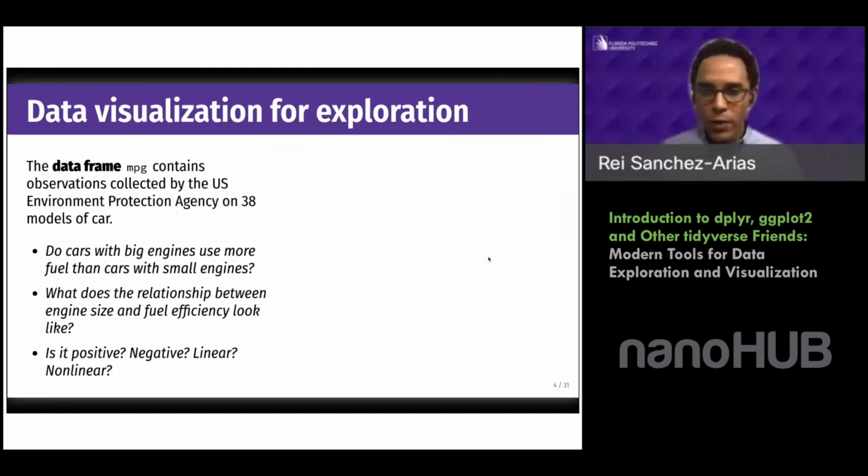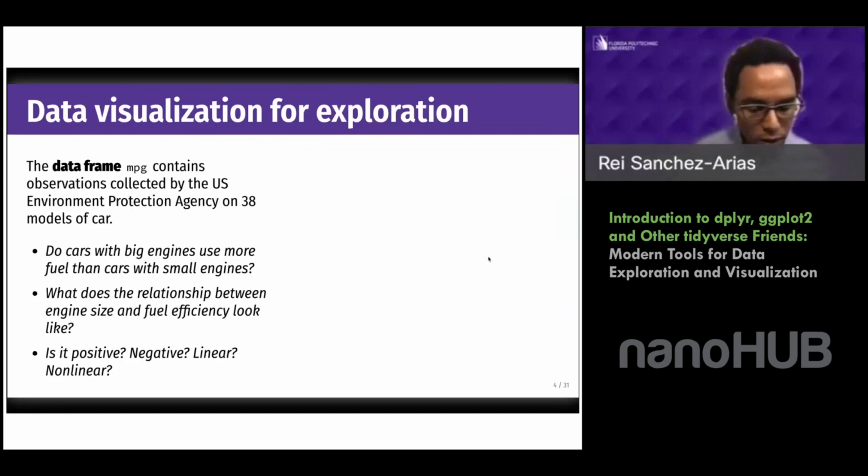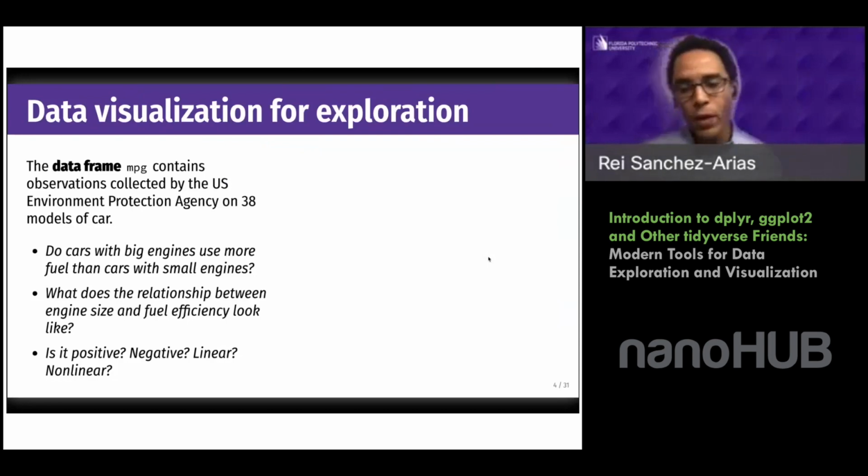But if you get information about cars, you probably can ask some questions. Maybe you can ask, is it true that cars with big engines may use more fuel than cars with small engines? Can you verify that that's true given a set of observations? What does the relationship between the size of the engine and the fuel efficiency look like? Is it positive, negative, linear? Is it highly non-linear? We don't know.